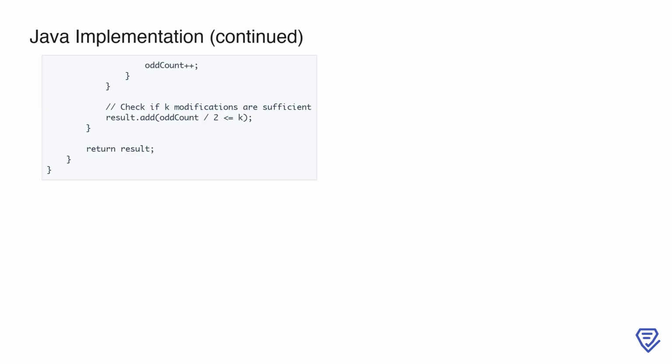Once we have the total count of odd frequencies, we check if the number of modifications allowed, k, is sufficient to make the substring a palindrome. Specifically, we divide oddCount by 2, because each modification can adjust one mismatched pair of characters, and compare this value to k. If oddCount/2 is less than or equal to k, we add true to the result list, indicating that the substring can be rearranged into a palindrome. Otherwise, we add false. Finally, we return the result list, which contains the answers to all the queries.